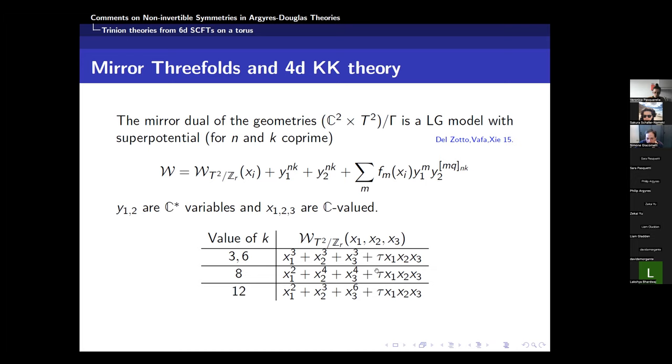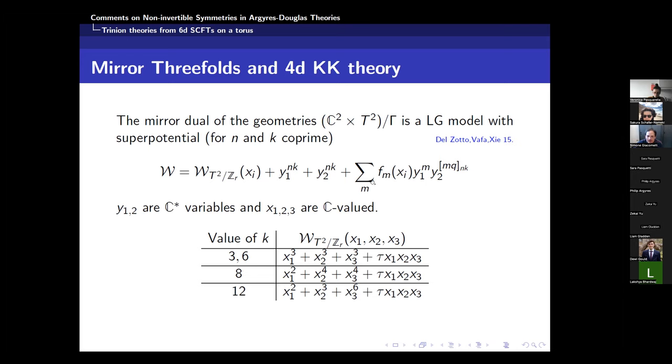Where now this tau is the modular parameter of the torus on which I compactify my 6D field. And ultimately, we will just identify this tau with the marginal coupling of our trinium field.